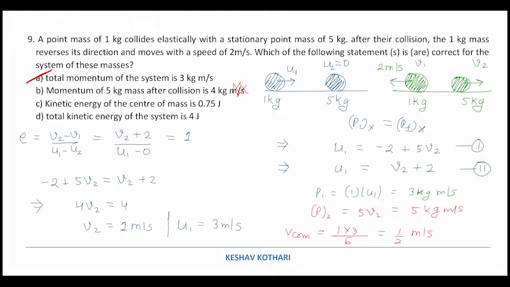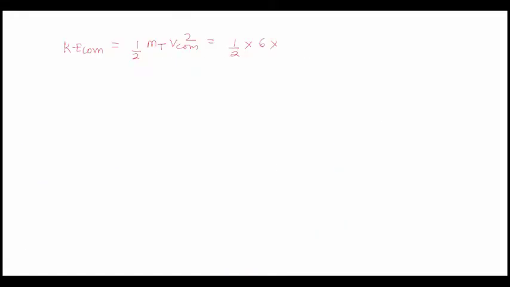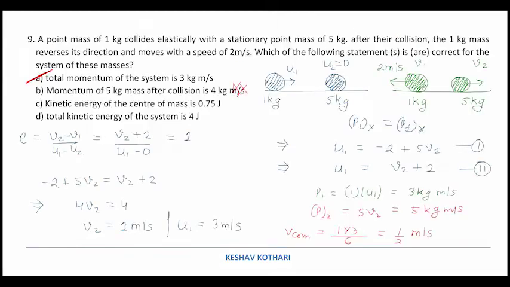So if I write the kinetic energy of center of mass, then it can be written as half total mass into velocity of center of mass squared. So we have half, the total mass of the system is equal to 6 kg, 5 plus 1, and velocity of center of mass squared, which is equal to half squared, that is 1 by 4. So here we obtain 6 by 8, that is 3 by 4, or equal to 0.75 joule. So this option is correct, that kinetic energy of the center of mass is 0.75 joule.